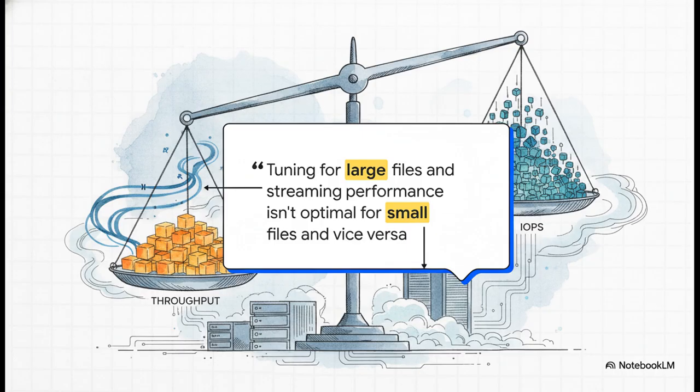You generally have to make a choice: optimize your storage for throughput and large files, or optimize it for IOPS and small files. It is absolutely vital that you align your storage configuration with the specific standard IOPS and block sizes that your virtual workloads are actually producing.